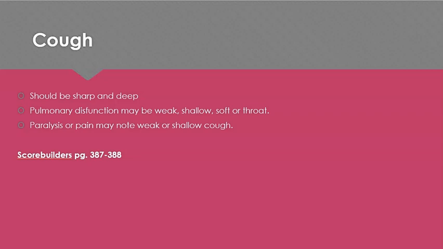Coughing should be sharp and deep. With pulmonary dysfunction, paralysis, or pain, the cough may be weak, shallow, or soft. Coughing is described in Score Builders on pages 387 to 388.